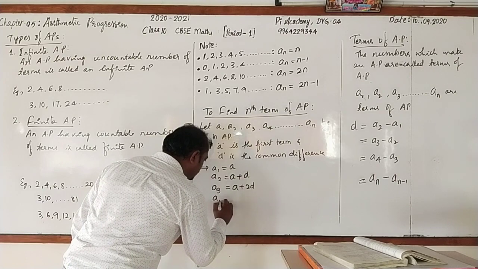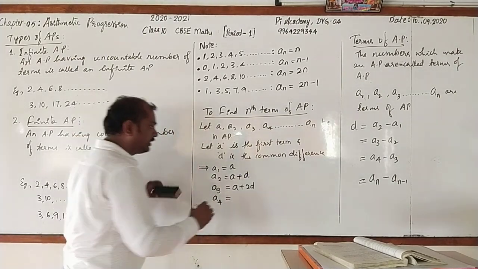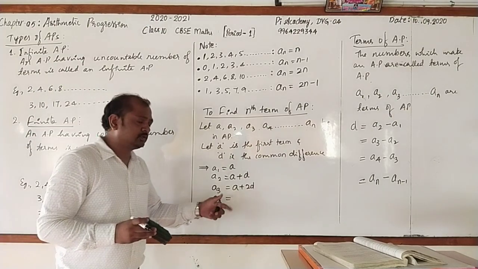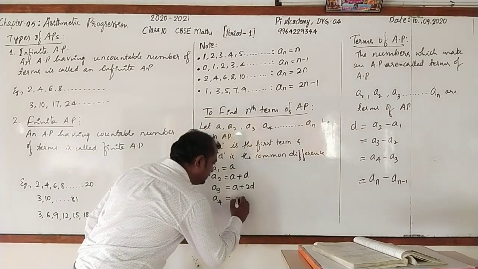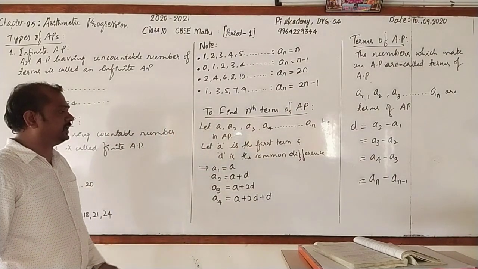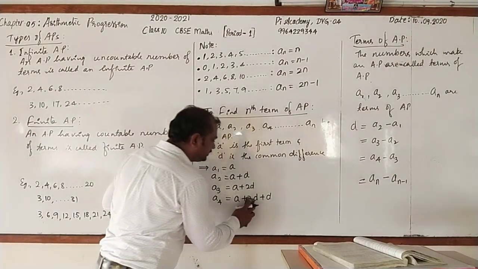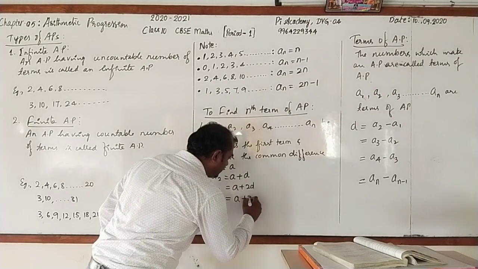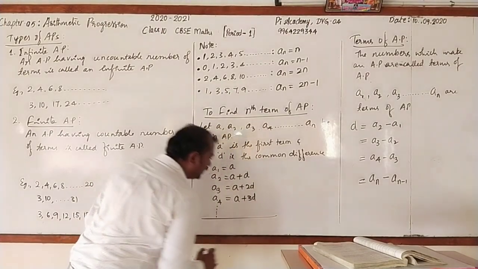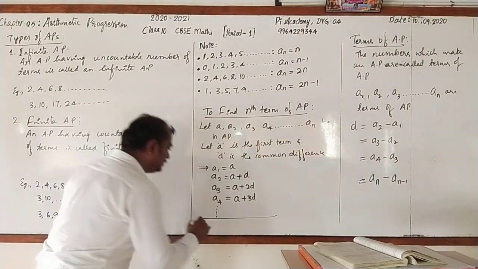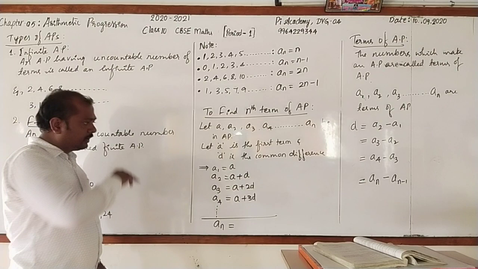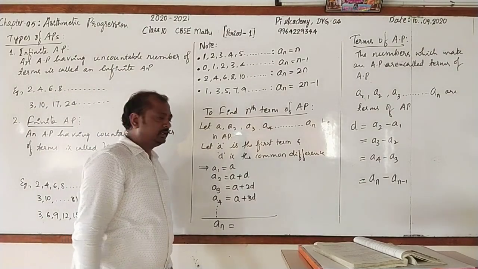If it is the fourth term, then we have to add the common difference to the third term. The third term is a plus 2d. To this, add the common difference d. What is 2d plus d? This will be 3d. But what are we going to find out? We are going to find out the nth term. The nth term can be written as an. This is equal to, how to write the nth term?